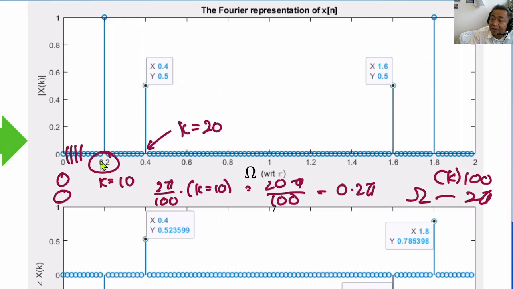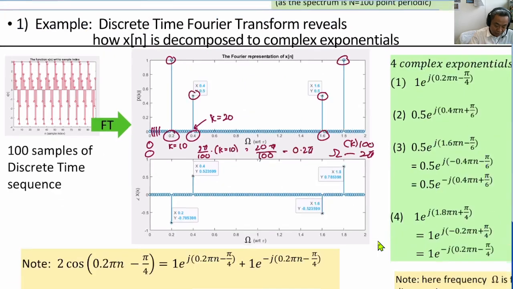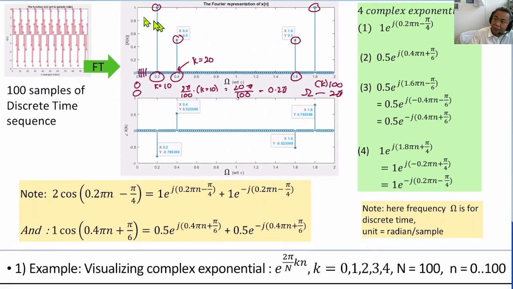So we can find that at 0.2 pi, there is amplitude 1. At 0.4 pi, there is amplitude half. At 1.6 pi, there is amplitude half. And at 1.8 pi, there is amplitude 1. And of course, here at the bottom is the corresponding phase. Now, why do we have these four complex exponentials with this amplitude and this phase?